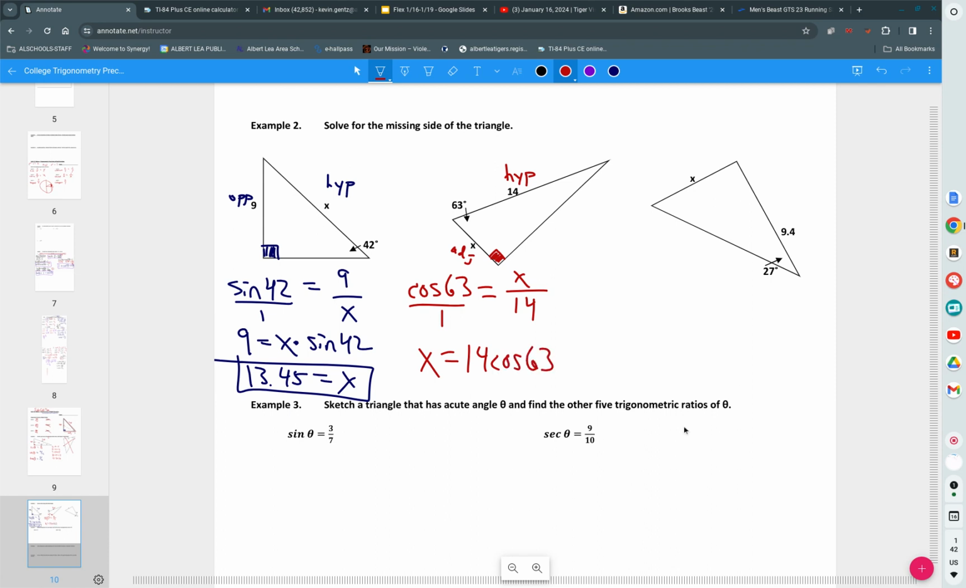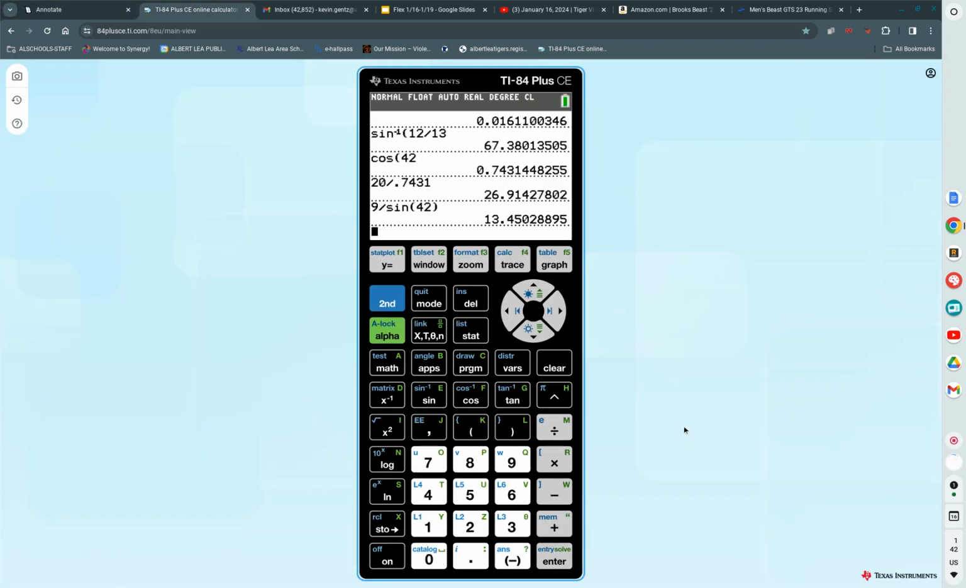So notice in the previous example, we ended up dividing by the sine of 42, whereas in this situation, we're multiplying by the cosine of 63. It changes depending on the problem. So be ready for either. And I do 14, and then I'm going to multiply by the cosine of 63, and I get 6.36.